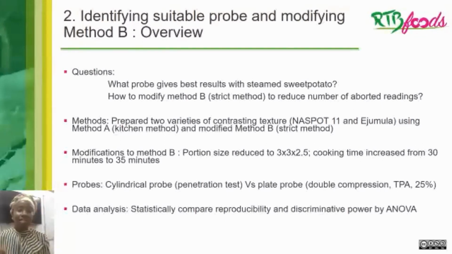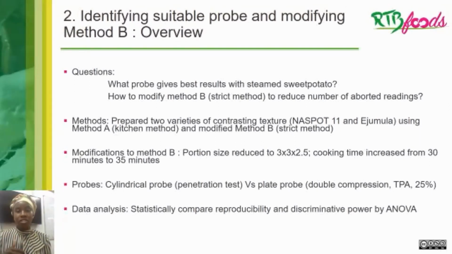And then the second question was, how do we modify method B such that we reduce that problem of aborted readings? We purported that the reason for these aborted readings was because the samples were a little bit hard because they had been perhaps undercooked.